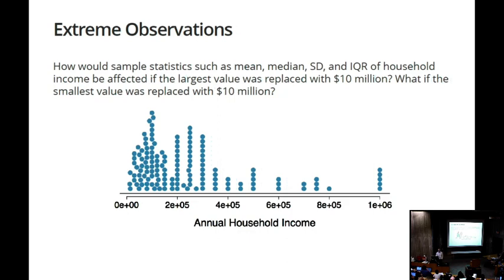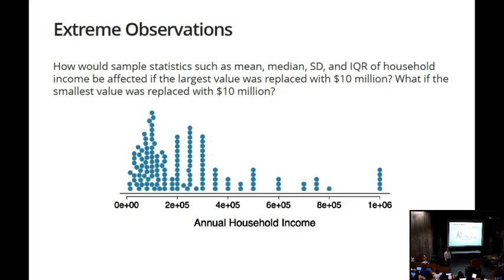Extreme observations. So again, mean, median, standard deviation, and IQR. How would these things be affected if the largest value in the set were taken out of the set and replaced by $10 million? So we have here annual household incomes for a bunch of families. You can see the right skew. What would happen if I took that far right sample, pulled it out, and replaced it with $10 million? What would happen to the mean in that case?